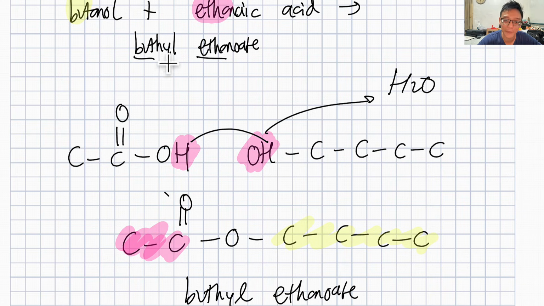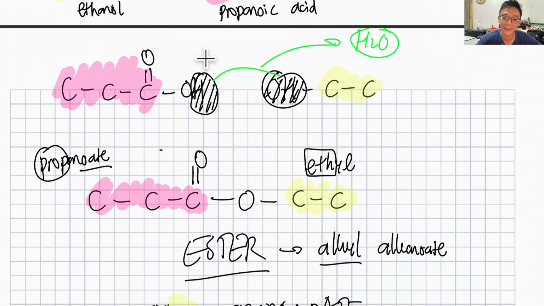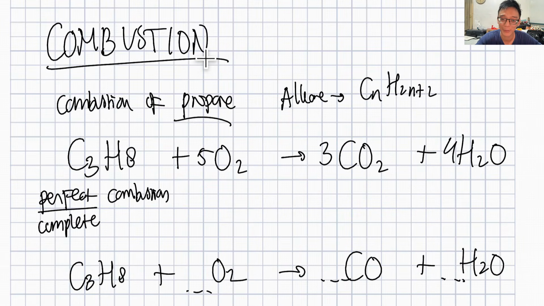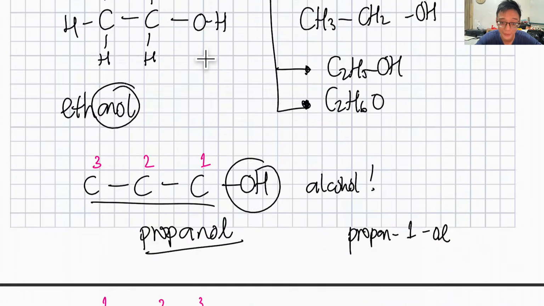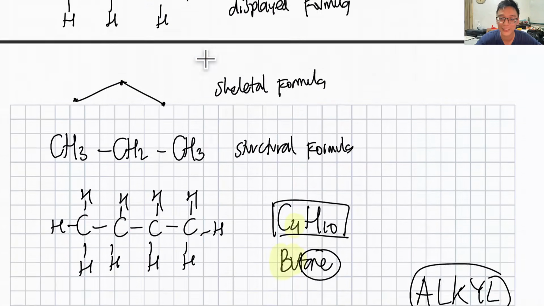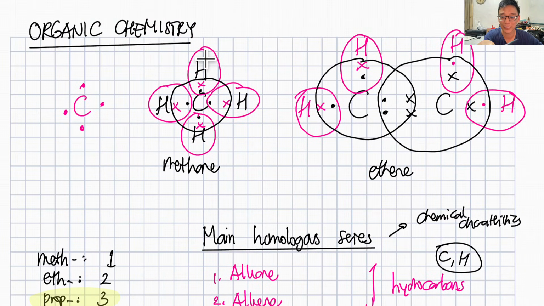So if I give you the name butyl ethanoate, you can predict the ingredients leading to this product. Butyl ethanoate means that the butyl comes from the alcohol, from butanol. The ethanoate always comes from ethanoic acid. So these are some common reactions and general naming for the 4 main homologous series that are learned in the organic chemistry chapter of IGCSE. I hope it helps. I will leave this note in the link down below.